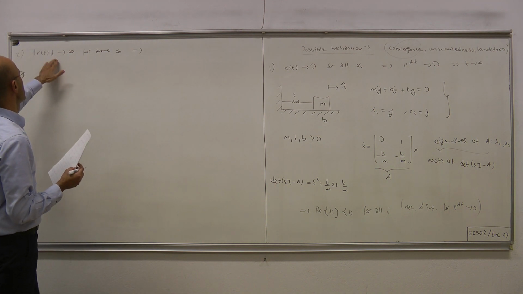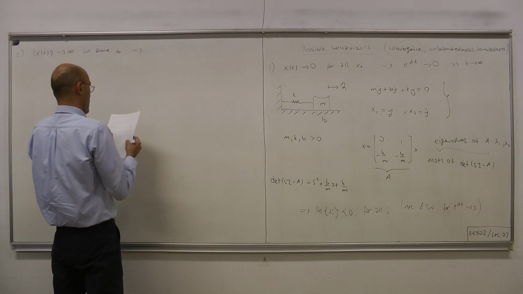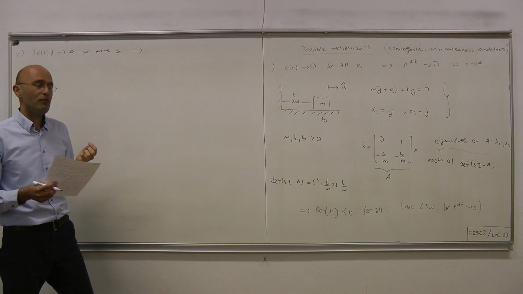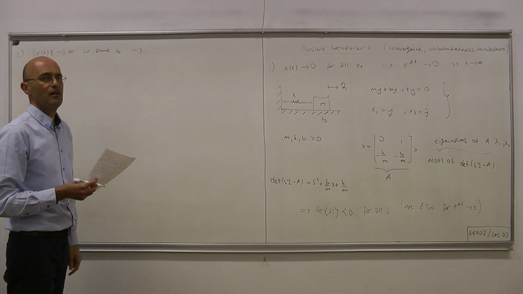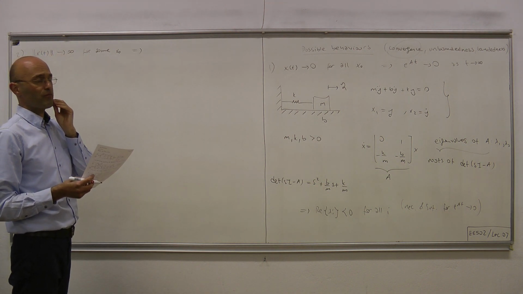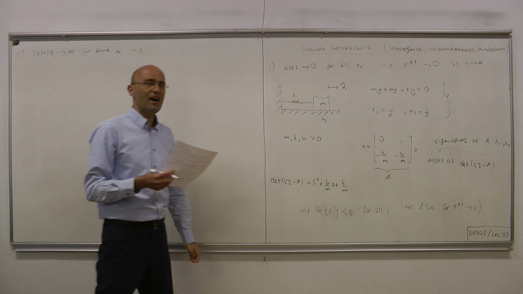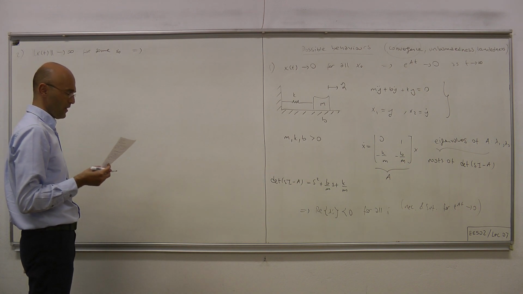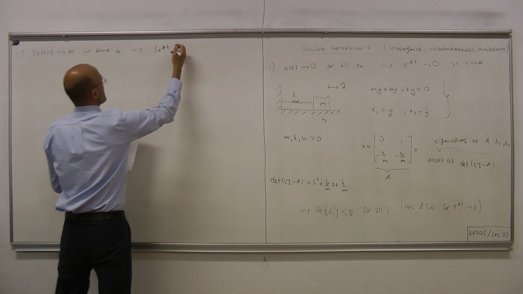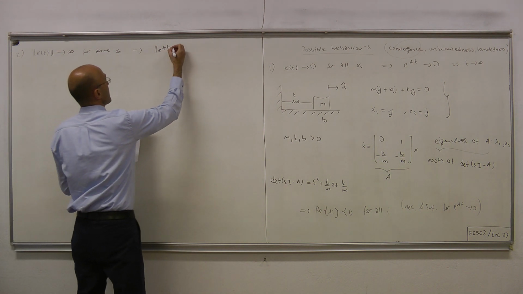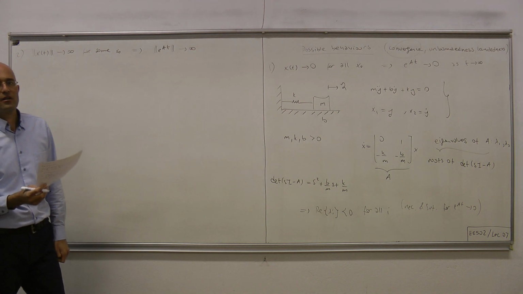Now again, if this holds true, it must be that at least one of the entries of the e to the At state transition matrix must be blowing up. It must be going to infinity. And even if just a single entry of e to the At is diverging, then the norm of e to the At is diverging. In other words, this implies, and in fact is implied by this condition, that the norm of the state transition matrix is divergent.